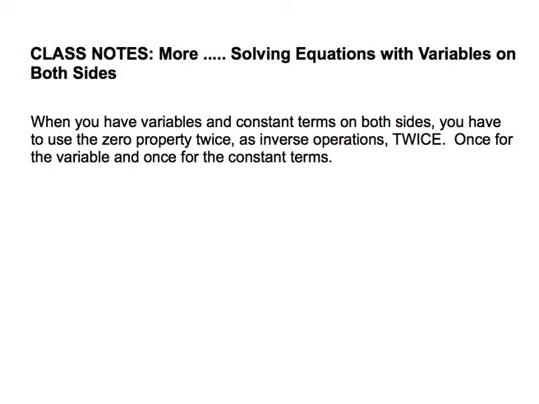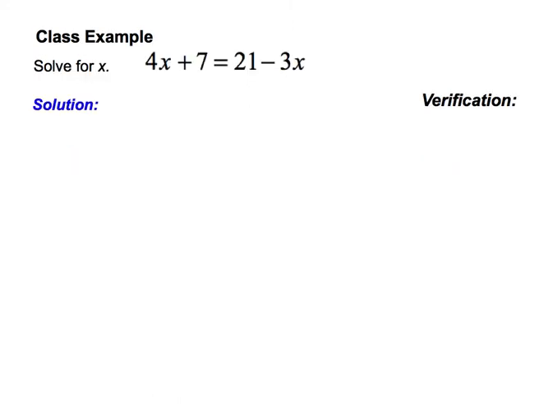Okay, so now we have a different type of equation where we have variables on both sides and constant terms on both sides. So, same thing. Our goal is to get our variable tiles on one side of the equation and our unit tiles on the other. So now I'm going to have to zero out twice. So it doesn't matter which side the variable tiles are on.